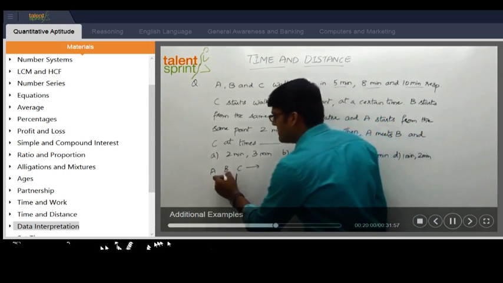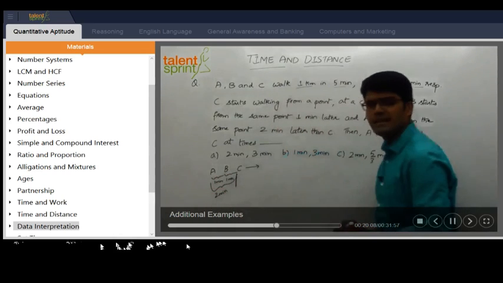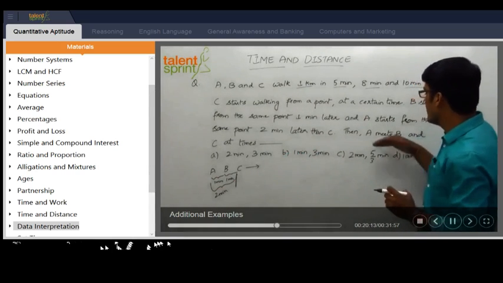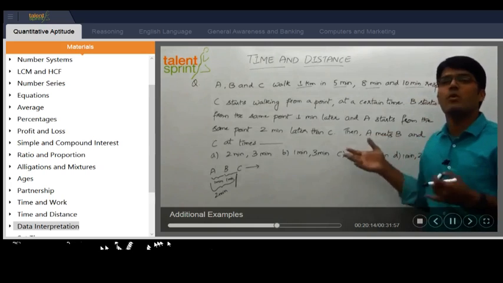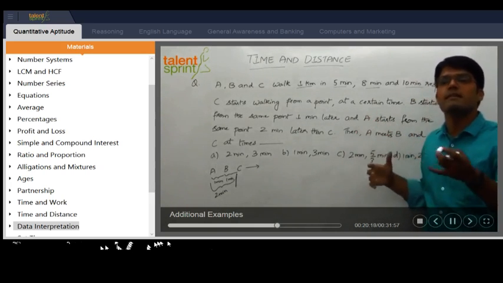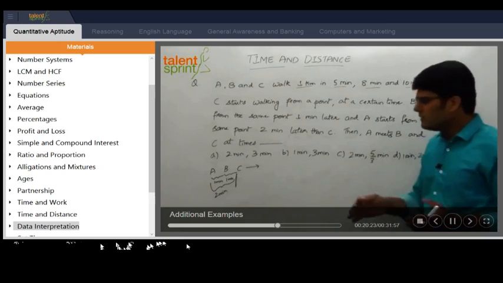So the time gap between B and C is 1 minute. The time gap between A and B is also 1 minute. Overall time gap between A and C is 2 minutes. You understand? So just simple. Take this as two different cases. What do we have to find out? A meets B and C at what times? We have discussed such questions, but this will look different to you, because it is a combination of two questions.